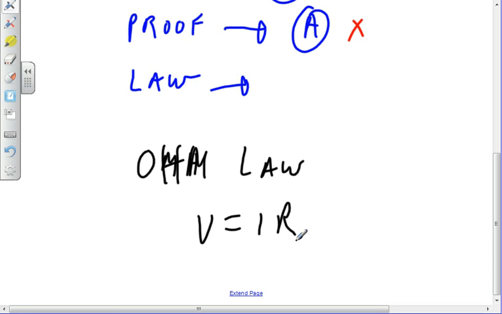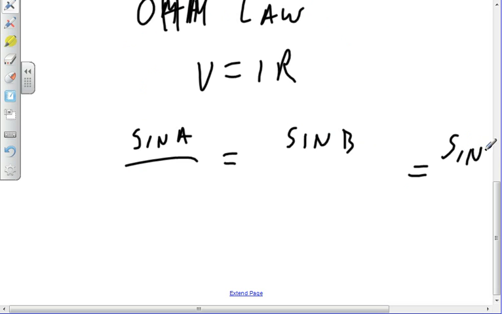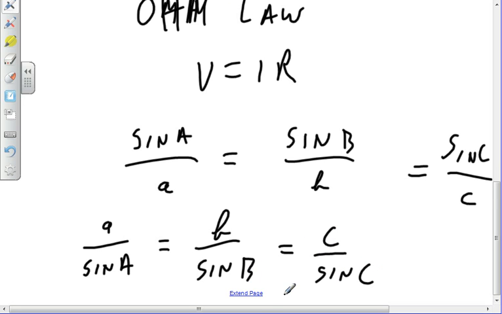It is a law. Okay, so this is the law of sines. The sine of A is equal to the sine of B is equal to the sine of C, divided by A divided by B divided by C. Or you could write it A over sine A is B over sine B is C over sine C.